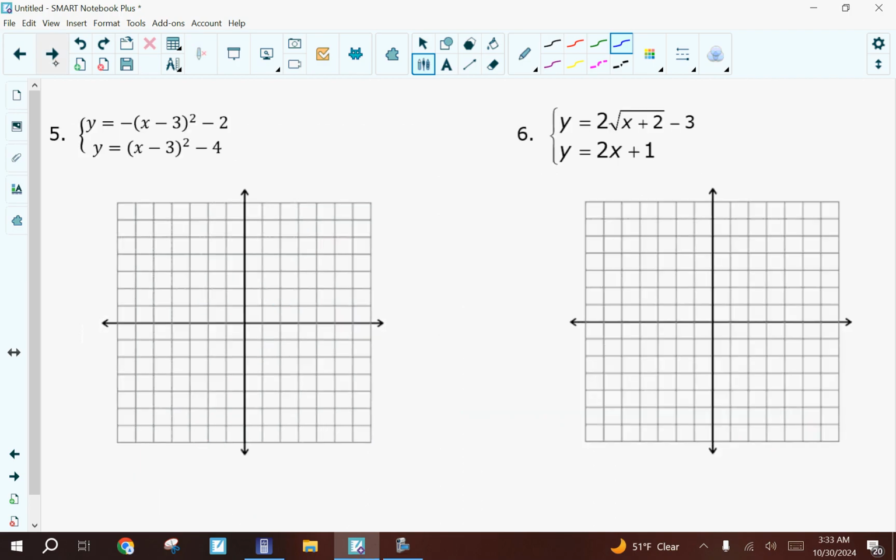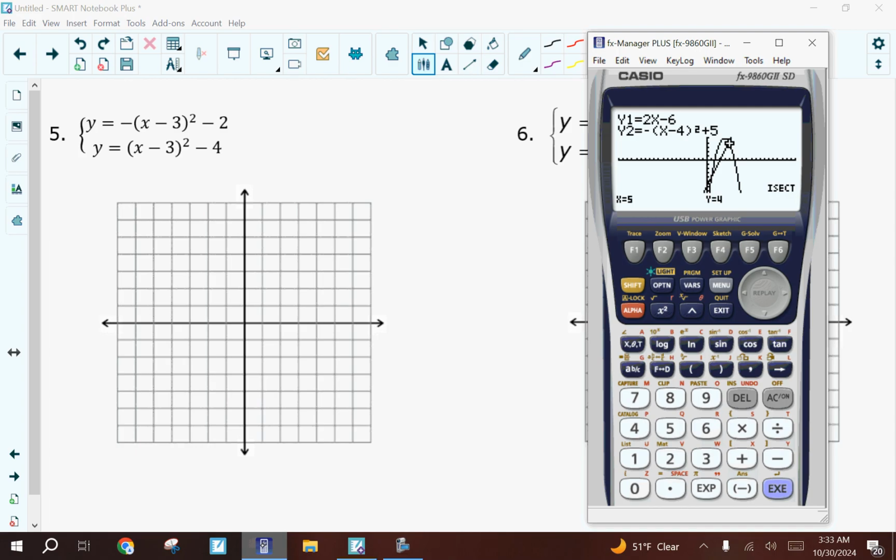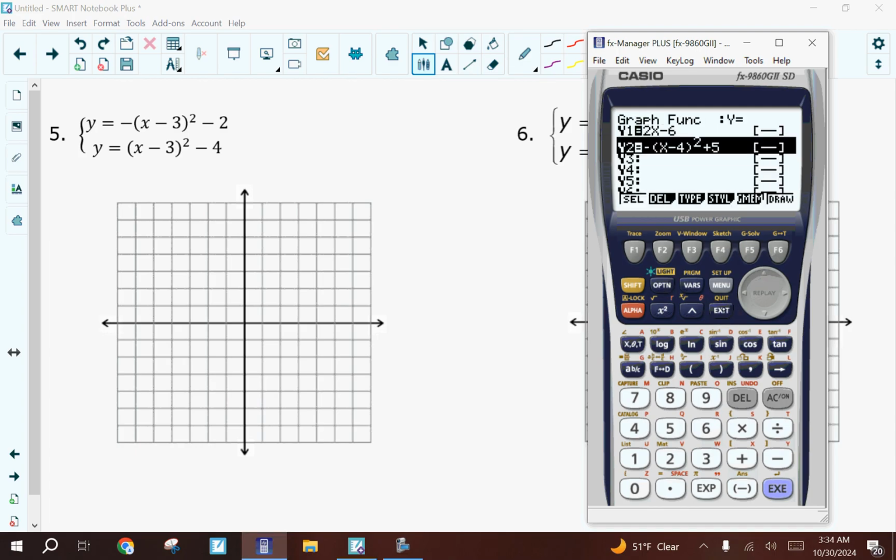Then we have a couple more where we have to graph. So let me delete my graphs. Delete, yes. F1, delete, yes. Okay, so I'm going to do this one kind of like I did the last one that we had to graph. So I'm going to put this in.